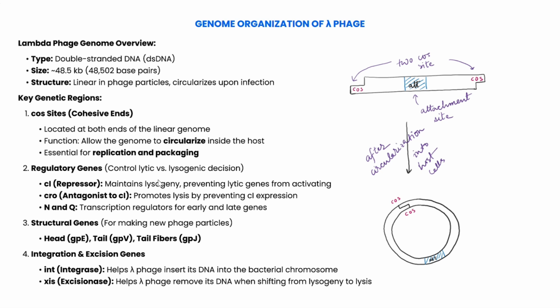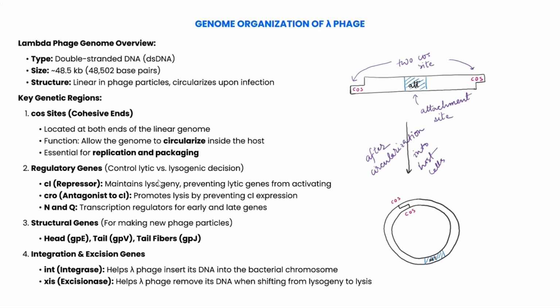Now, CRO means control of repressor and other genes. This gene is the opposite of CI. If CRO dominates, the phage switches to lytic cycle, leading to viral replication and bacterial destruction. N and Q. These are transcription regulators that allow the phage to express early and late genes needed for replication.